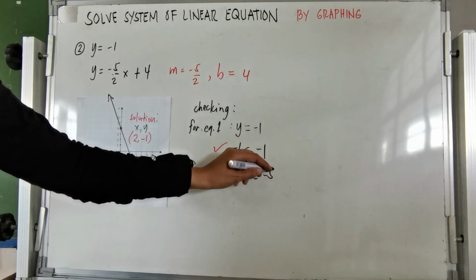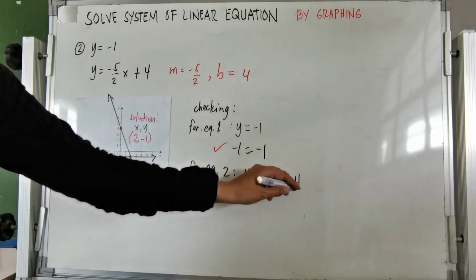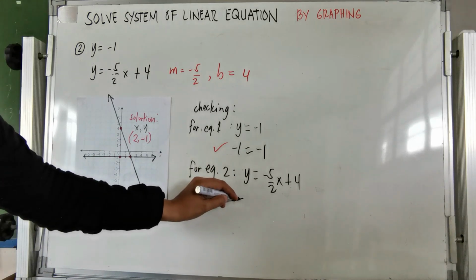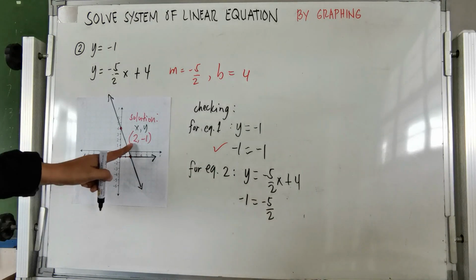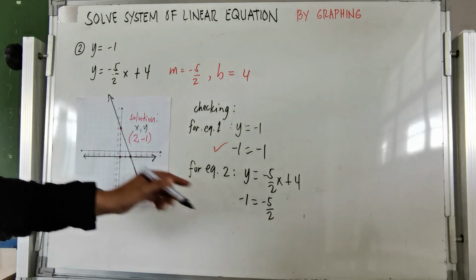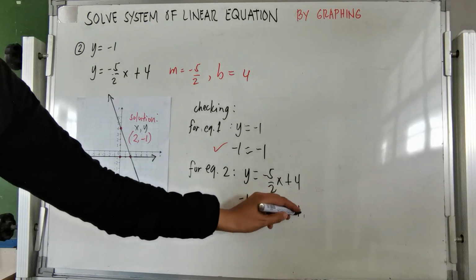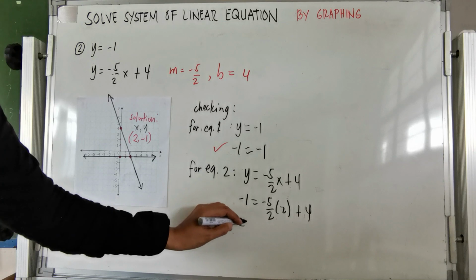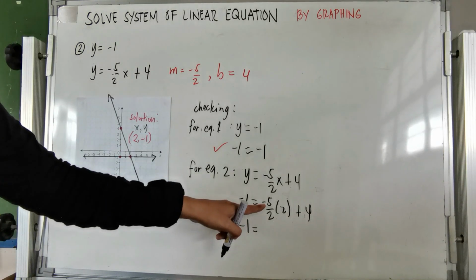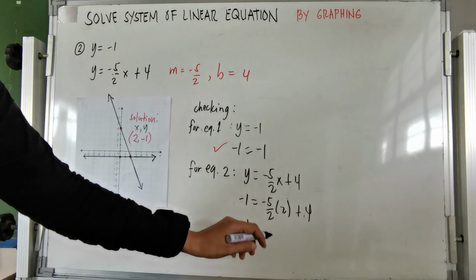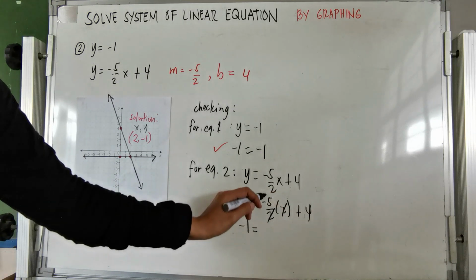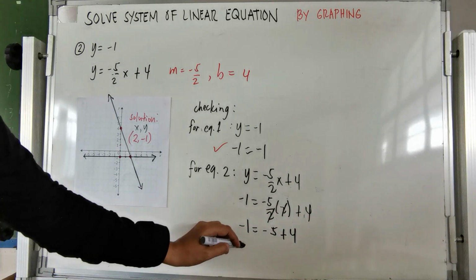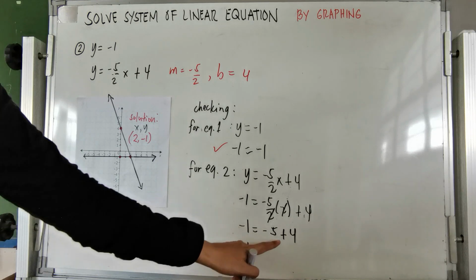So, y is equal to negative 5 over 2x plus 4. The value of y is negative 1. So, palitan na natin. Then, and the value of x is positive 2 plus 4. Now, let us simplify. Negative 1 is equal to negative 5 over 2 times 2. Pwede na lang natin siyang i-cancel. Then, ang matitira ay negative 5 plus 4. So, negative 1 is equal to negative 5 plus 4.